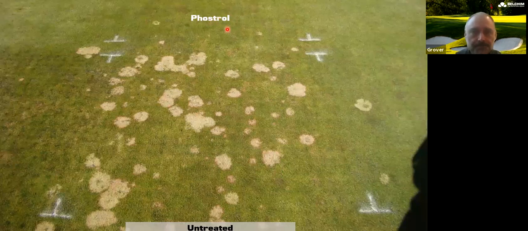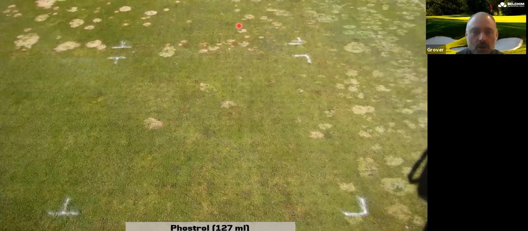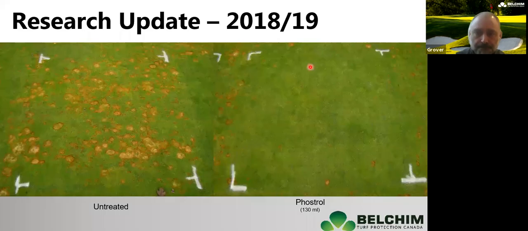And here's that phosphorol plot on the top. Here's propiconazole performing really well, 64 mils monthly. Now here's phosphorol at that 130 mil rate. So you're getting a bit of breakthrough again. So it's suppression, it's not control. If you look at all the pressure around the plot, just high disease pressure.